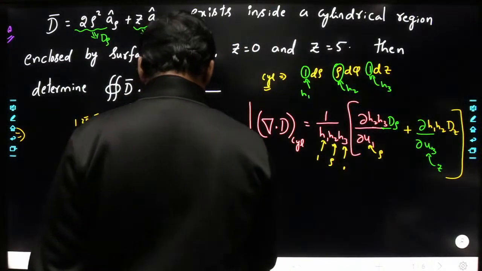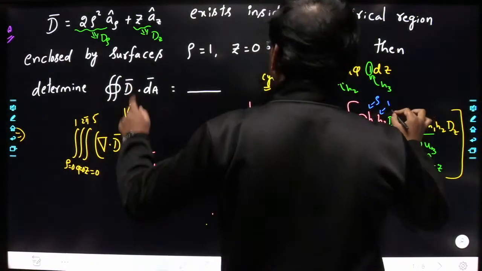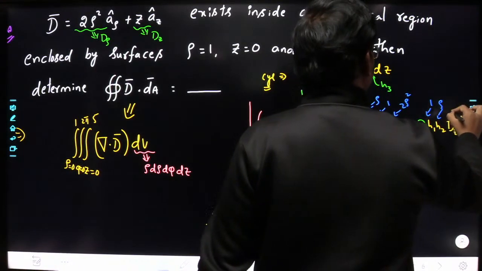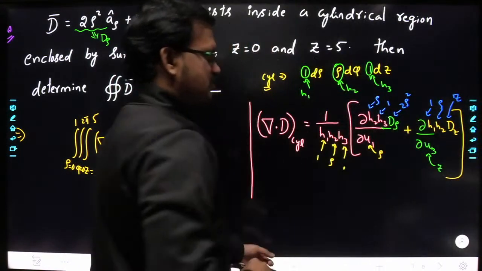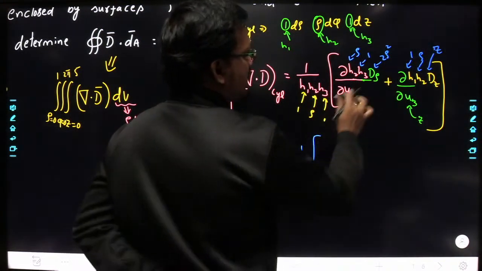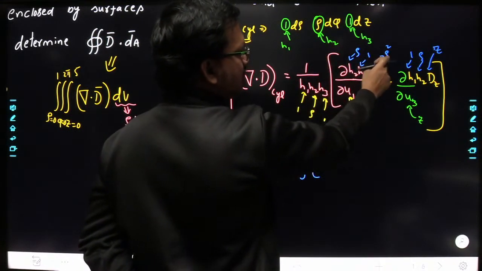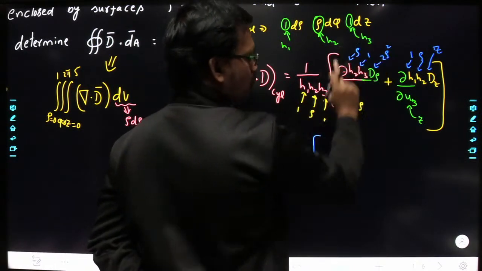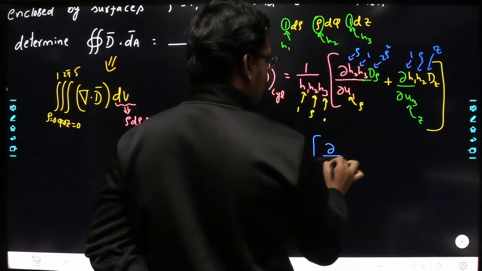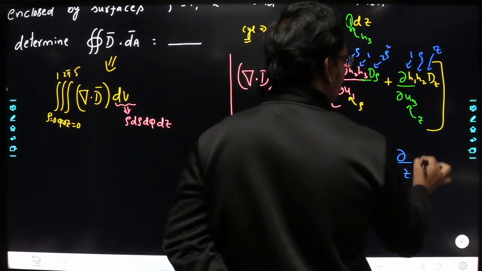Just substitute the values here. h2 is rho, h3 is 1, and D rho is 2 rho square; h1 is 1 and h2 is rho, and Dz is z. So just substitute these things. What you are going to get is 1 by rho into the differentiation with respect to rho. Here you are having rho, 1 and 2 rho square, so you are going to get 2 rho cube. What is the differentiation of 2 rho cube with rho? So that is dou by dou rho of 2 rho cube plus dou by dou z of rho z.